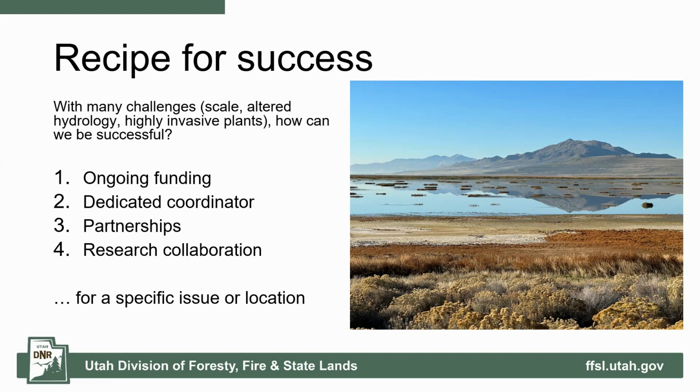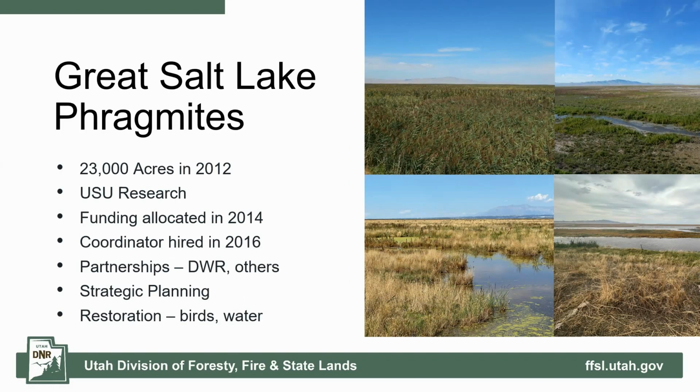And those 4 things for a specific issue or location, like a specific plant or a specific location like the Jordan River. And all these are aimed at recognizing that we have to do this work over many years, over a long time period, and the problems are so large that we need to stay focused, and we're going to have to do some degree of prioritization on the work that we do. And that recipe for success was really established from our efforts working on Great Salt Lake Phragmites.